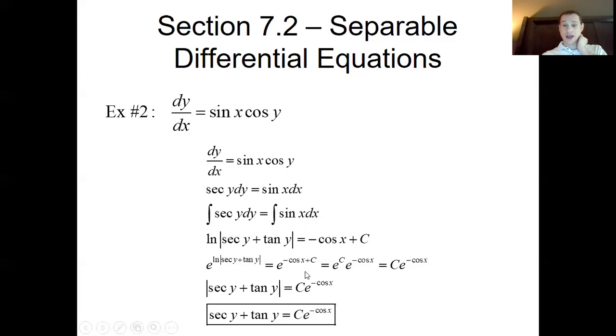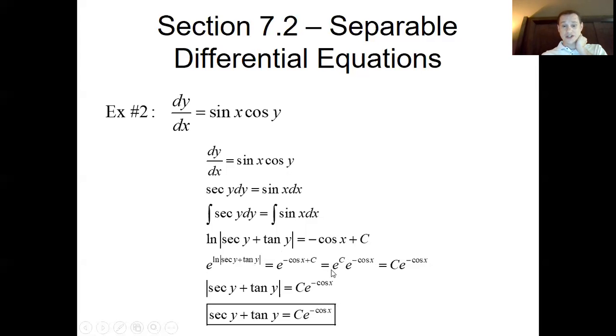Now watch this little trick right here. When you have something raised to a power and the power has something plus something, you can undo your exponent rules. You can write that as e to one of them times e to the other. Because what do you do with your exponents when they have the same base? You add them together. Well, we can undo that adding. So if you have negative cosine of x plus c, I can write that as e to the c times e to the negative cosine of x.